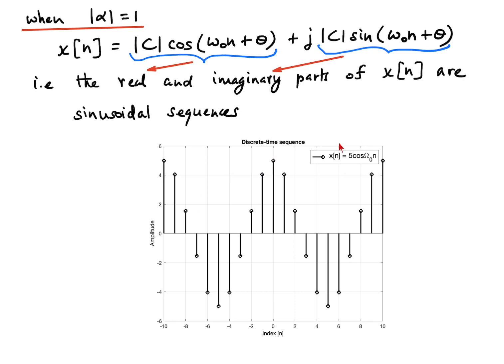So that is exactly what is here, and I have shown the real part in this diagram, okay, which is a cosine. The imaginary part will start from 0 and move upward like this, okay. So the real and imaginary parts of x of n are going to be sinusoidal sequences when the magnitude of alpha is chosen to be equal to 1.